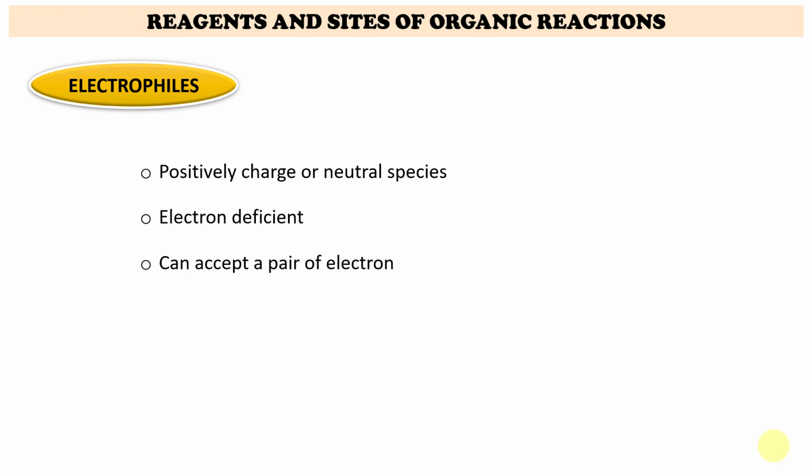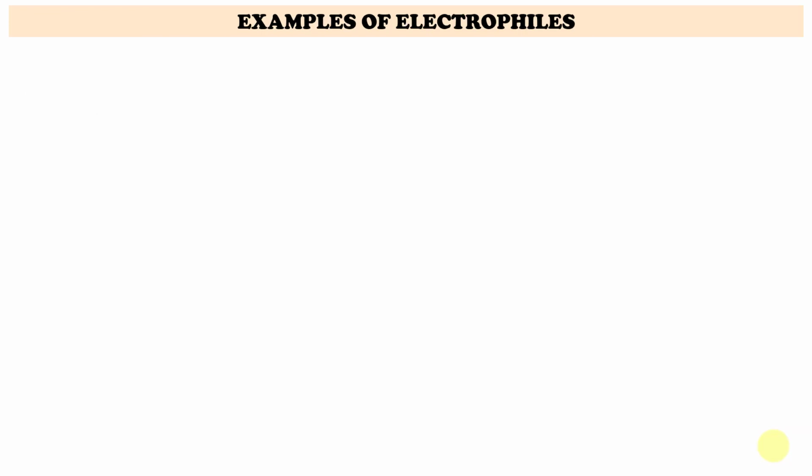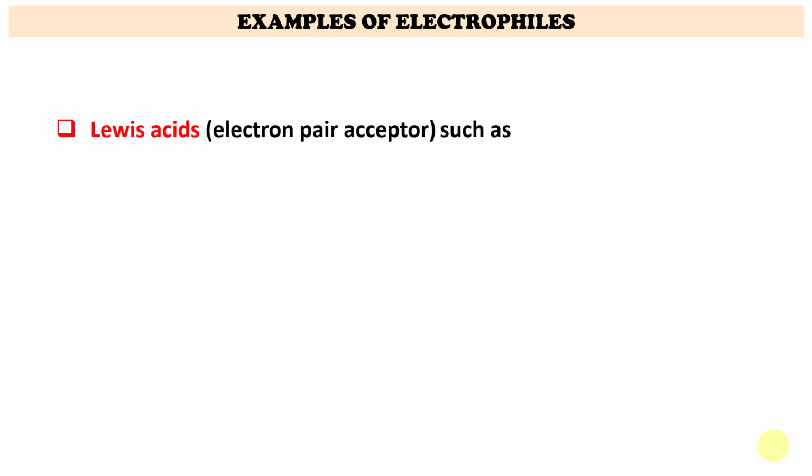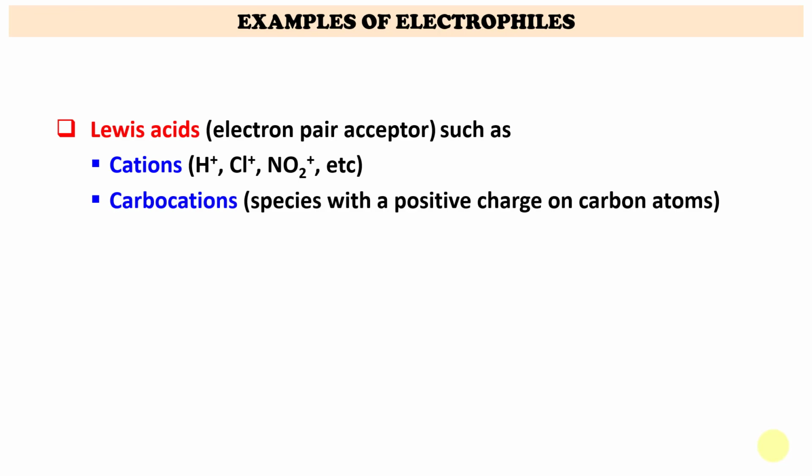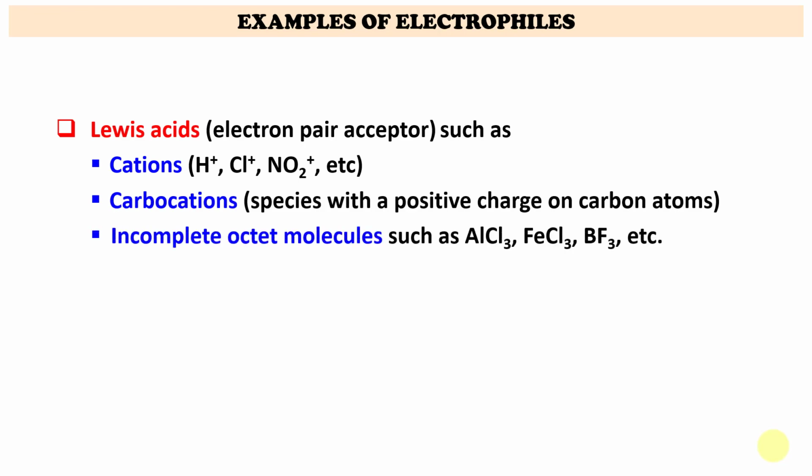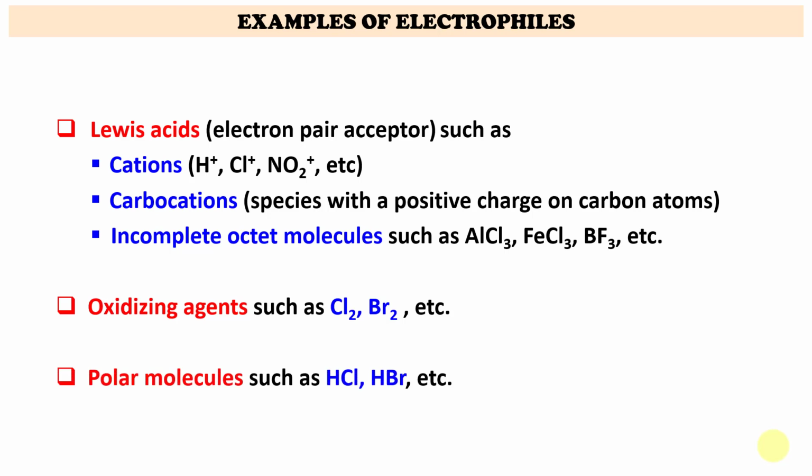can accept a pair of electrons. It is also called an electron-loving species. These are examples of electrophiles: the Lewis acids, which are electron pair acceptors, such as cations, carbocations, and also incomplete octet molecules. An oxidizing agent such as chlorine and bromine, and also polar molecules such as hydrogen chloride and hydrogen bromide.